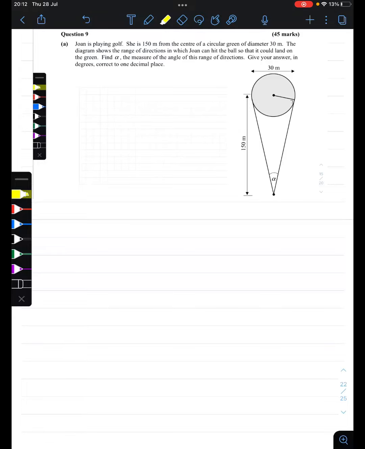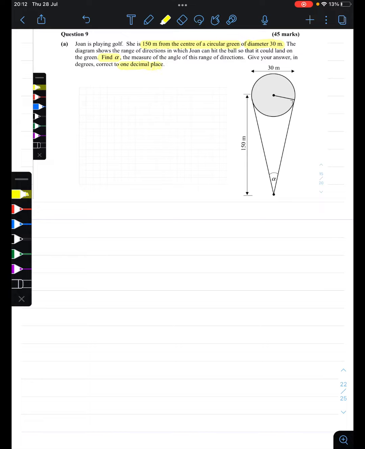Hi guys, so today we're going to take a look at question 9 from paper 2 of the 2015 exam. Joan is playing golf. She is 150 meters from the center of a circular green of diameter 30 meters. The diagram shows the range of directions in which Joan can hit the ball so that it could land on the green. Find alpha, the measure of the angle of this range of directions. Give your answer in degrees correct to 1 decimal place.